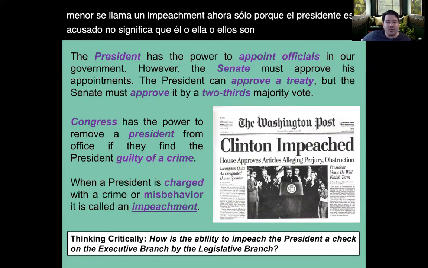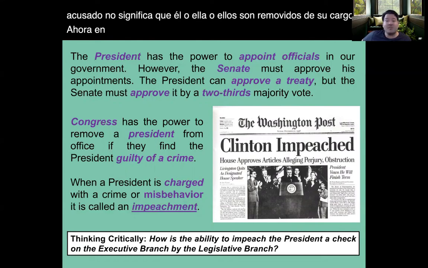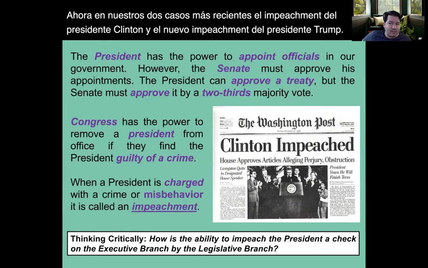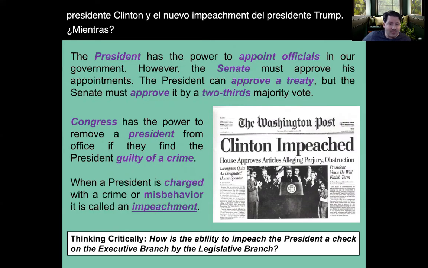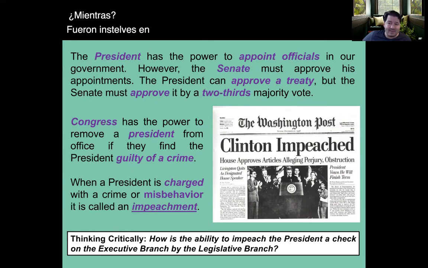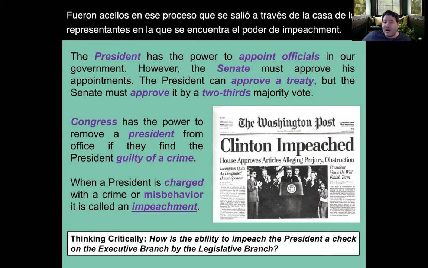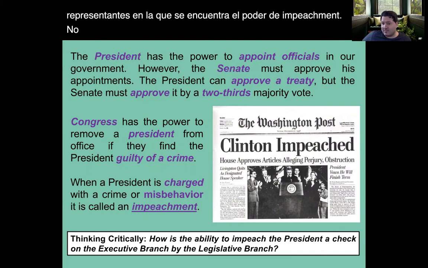Now, in our two most recent instances, the impeachment of President Clinton and the new impeachment of President Trump, while they were impeached, and that process played its way out through the House of Representatives, in which the impeachment power lies, they were not removed from office.